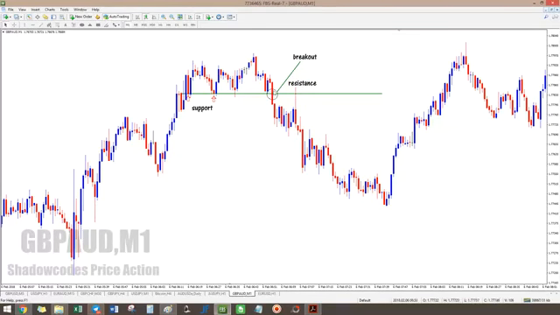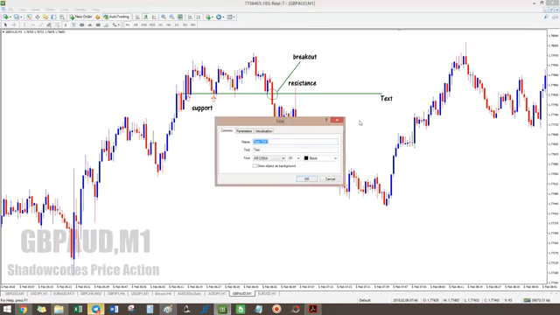Support, breakout, resistance, SBR: support becomes resistance. So this is the SBR level. SBR level.